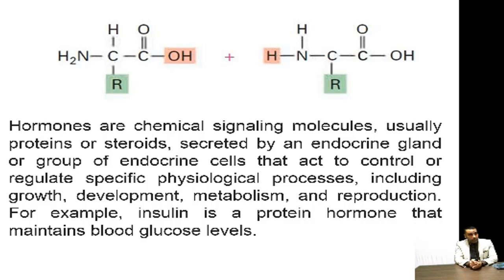For example, hormones are chemical signal molecules, usually proteins or steroids, secreted by an endocrine gland or group of endocrine cells that act to control or regulate specific physiological processes. That means the protein is so important, including growth, development, metabolism, and protection. For example, insulin is a protein hormone that maintains blood glucose level. If you lose insulin, either by diabetes type 1 or type 2, this will lead to a serious disease. This is called diabetes mellitus.